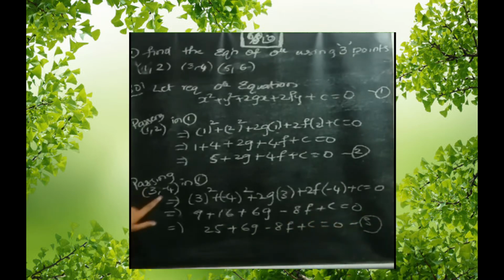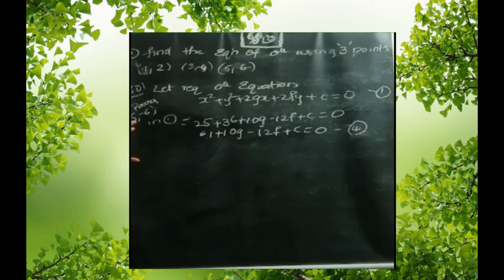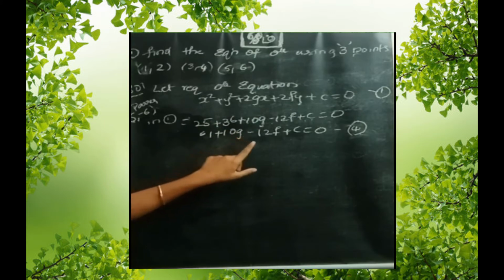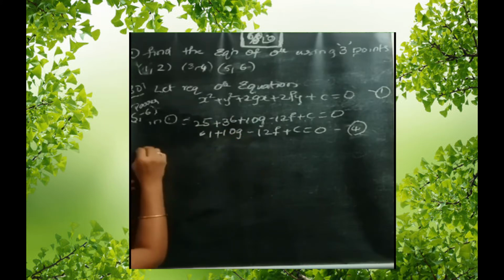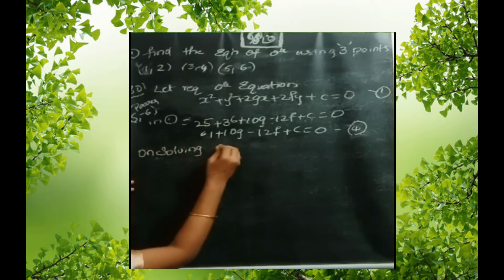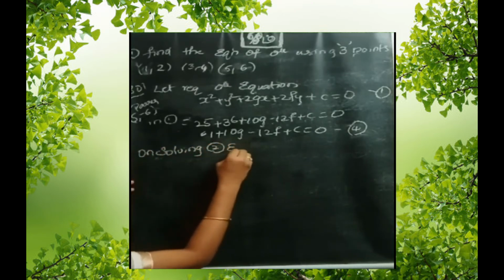In this, substitute the 5, 6 point in equation number 1. This is the third point which I have substituted in this equation. Then we will get 61 plus 10g minus 12f plus c equals 0. Now we have to solve. On solving, now we have to find the g, f, c values.